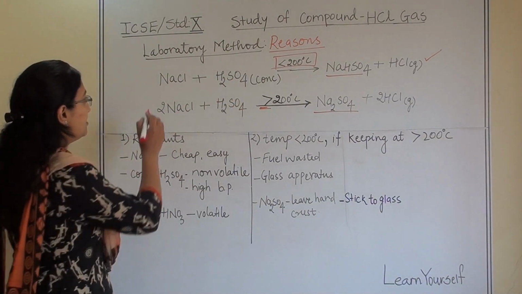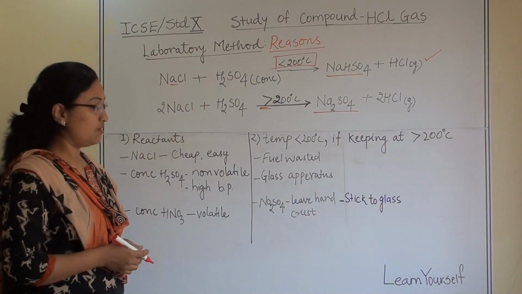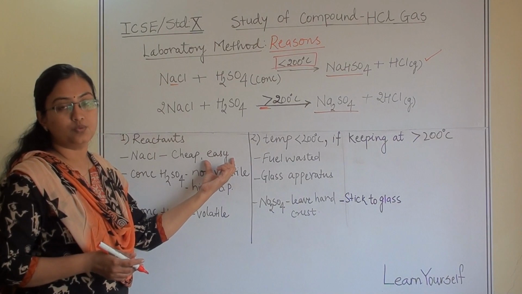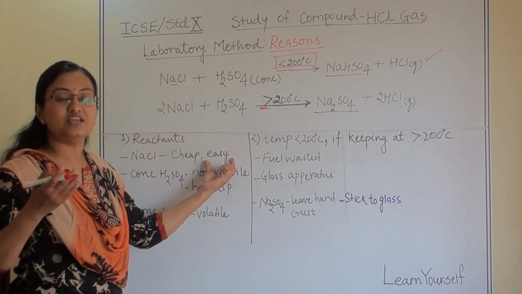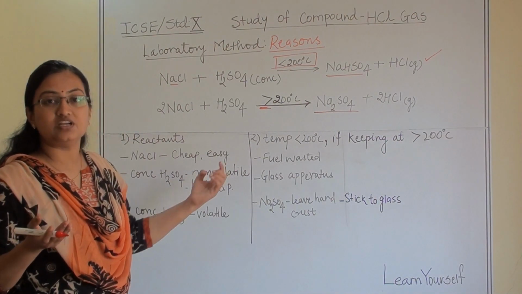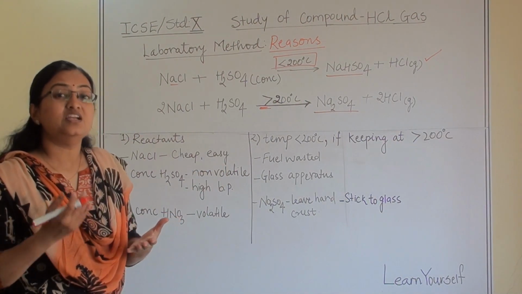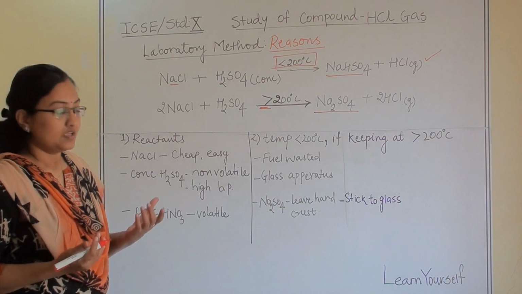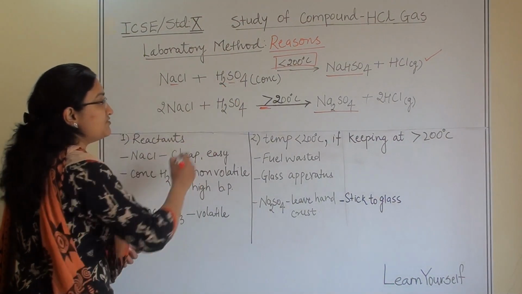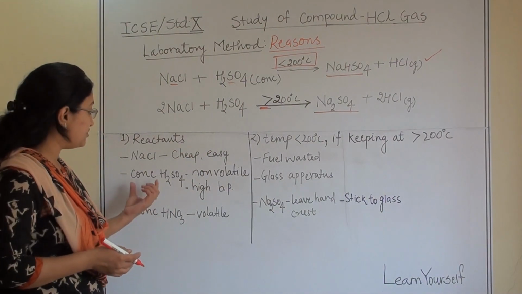First, NaCl. Why we are using NaCl? Because it is cheap and easily available. We know that sodium chloride we are also using as a common salt in our kitchen. So it is very easy to get, it is cheap and it is available. Second, concentrated H2SO4. Why we are using it?